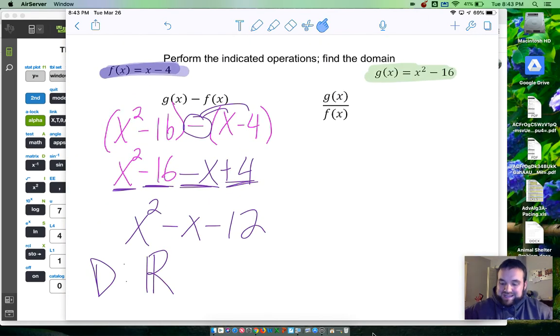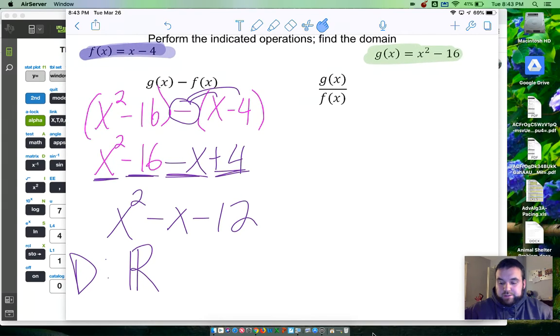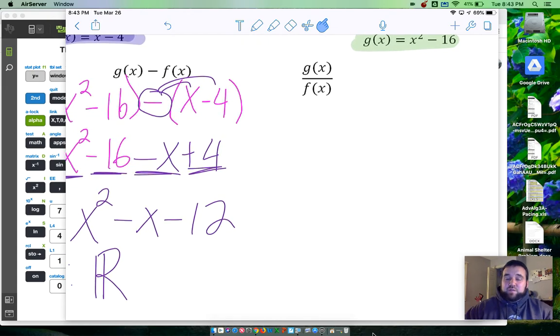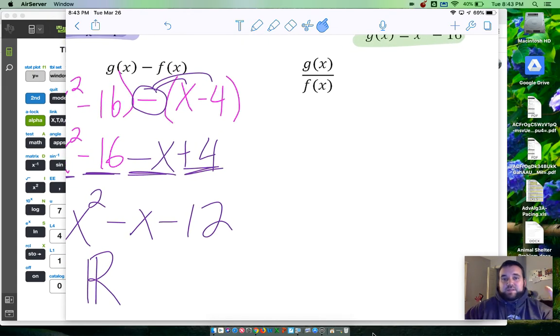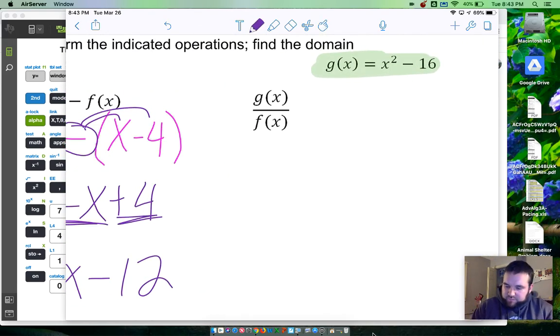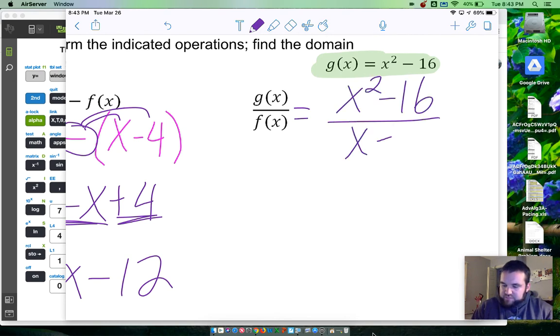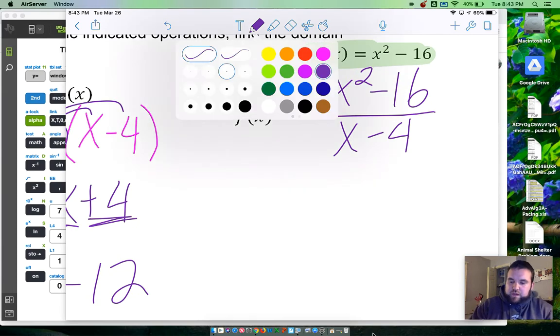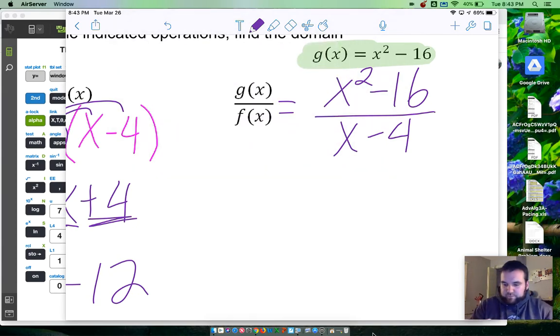If it's a division problem, and some of you were asking about how do I divide, for this chapter, just set it up as a fraction and then look at the domain. So g of x was x squared minus 16, so that's going to be my numerator. And then the denominator is x minus 4. You actually can factor the top and do some simplification, but again, we're going to worry about it in chapter 8. Let's talk about the domain, and then I'll simplify just for practice.